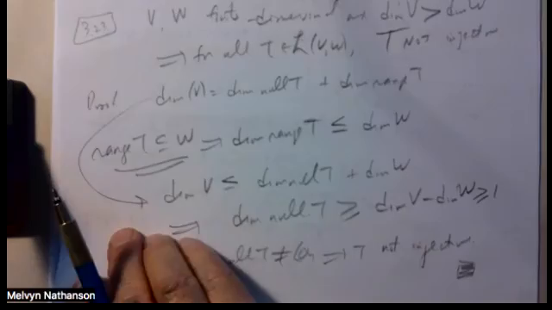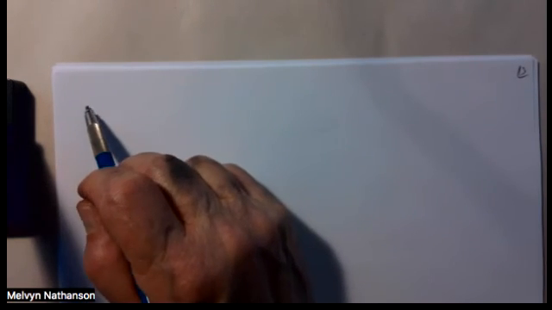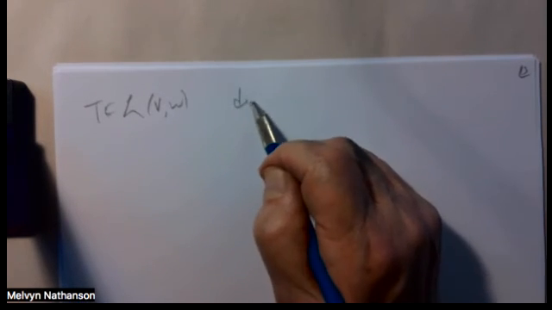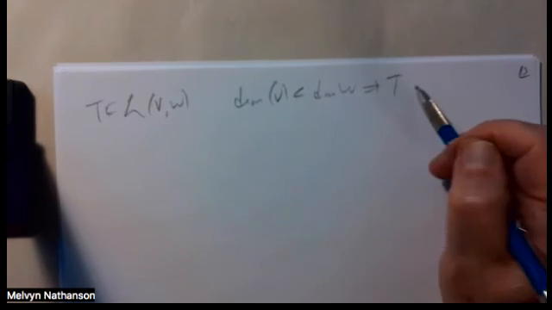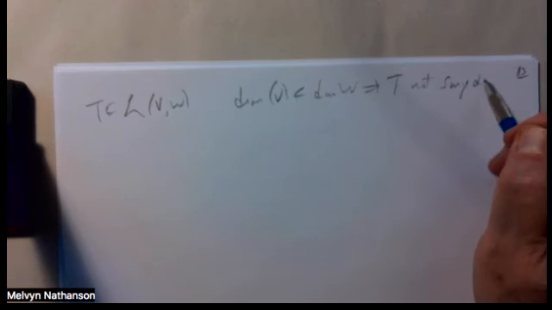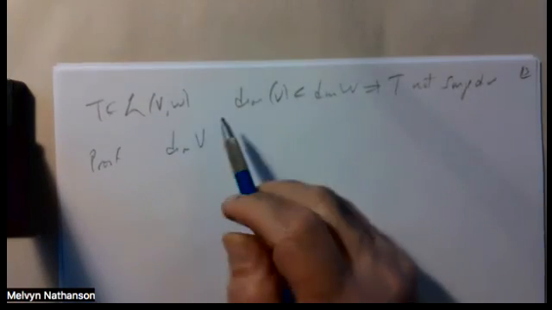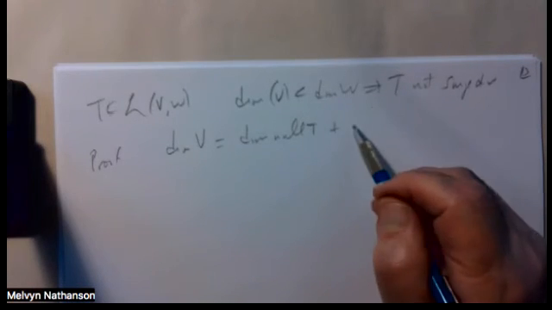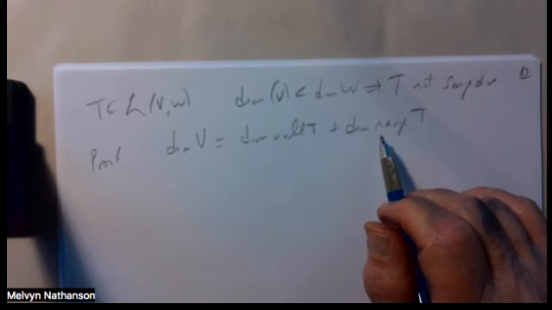The dual statement is if you map a linear space into a higher dimensional space, it cannot be surjective. So we have, again, a linear map T from V to W. If the dimension of V is less than the dimension of W, then T is not surjective. And again, the proof is the fundamental theorem. The dimension of V is the dimension of the null space of T plus the dimension of the range of T.